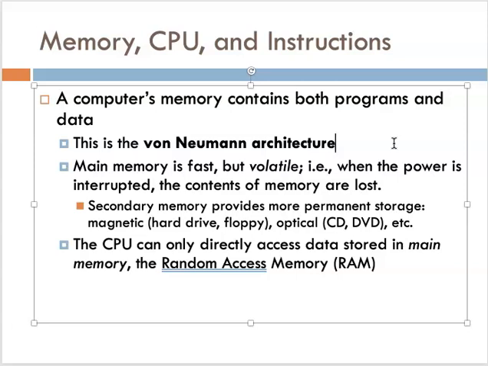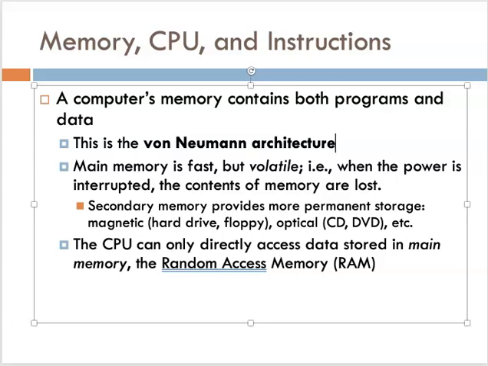There are ways around that. And then there's secondary memory, which is persistent. It offers more permanent storage, things like magnetic storage and optical storage that you might have. The CPU only has direct access to whatever's stored in main memory. That's that random access memory, which it can access.